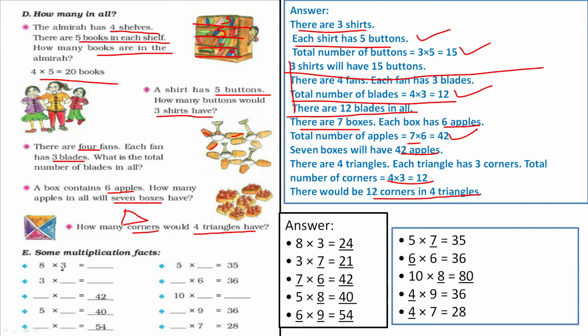Some multiplication facts. 8 3s are 24, 3 7s are 21, 7 6s are 42, 5 8s are 40, 6 9s are 54, 5 7s are 35, 6 6s are, 10 8s are 80. Like that you can complete, you can get the answer.